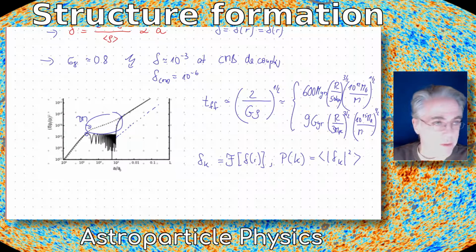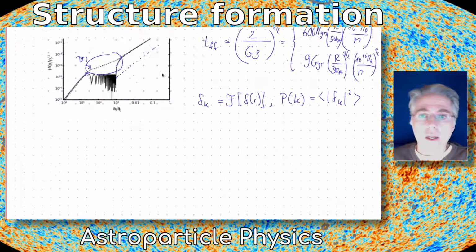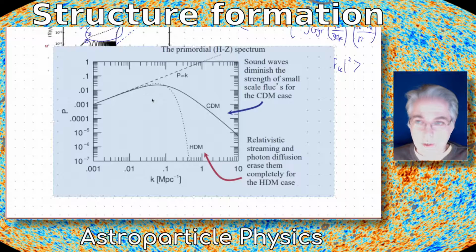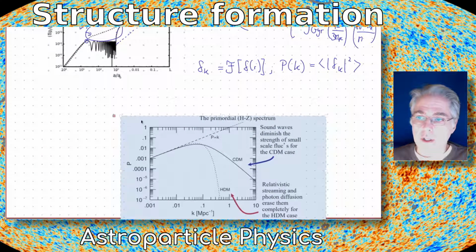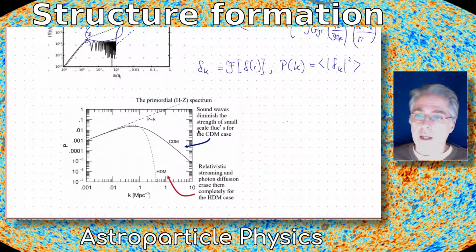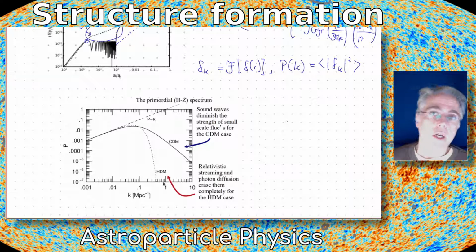And this is often looked at in this kind of diagram, where you plot the value of k as you observe it in today's universe. So this is the variance, P of k, a value which you can plot as a function of the wave number. To the right you find the small scales: this is 1 inverse megaparsec, which corresponds to about a megaparsec scale. This is 10 inverse megaparsec, which corresponds to about 100 kiloparsecs. And on the left side you go to 10 megaparsec, 100 megaparsec, and so on.